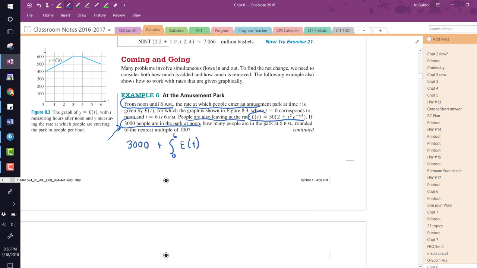Now notice that since we don't have a function for e of t, we're going to have to find the integral, in air quotes, the other way, which is to find the area under the curve. But we're also going to have to subtract the people who are leaving the park, which is the integral from 0 to 6 of 50 times 2 plus t squared e to the negative t over 5. When I see this function right here, I am hoping that this is a calculator question, because finding the antiderivative of that would be super challenging, and I don't want to do it.